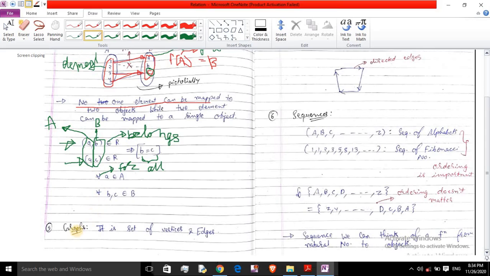Now look at this. We have another concept called a graph. What is it? It is a set of vertices and edges.